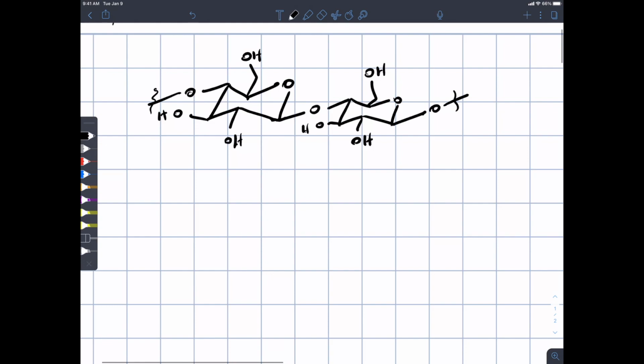Each of these chair subunits is a glucose molecule, and notice that all of the groups on carbons 1 through 5 in both of these subunits are equatorial. In particular, the way that these two sugars are linked to each other through this central oxygen is equatorial on one side and equatorial on the other side. All right, this happens to be the structure of cellulose fiber or plant cell walls.